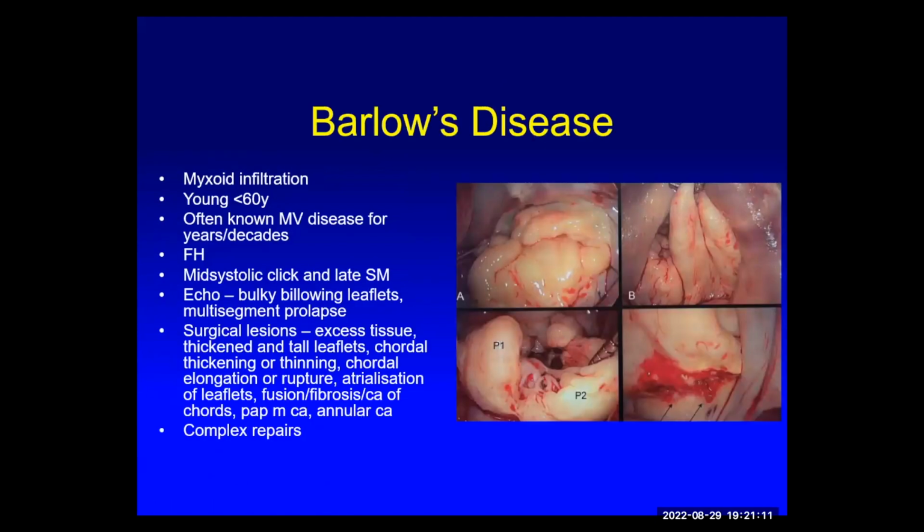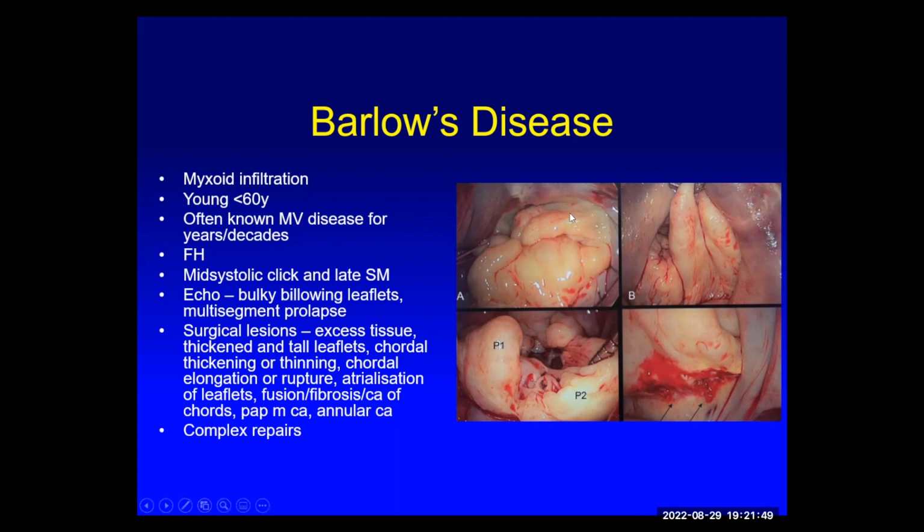When we go to the other side of the spectrum, you have Barlow's valve. It's a myxoid infiltration. Usually it's for young people, less than 60 years of age. They know about it because somebody picked them up with a murmur or a prolapse years ago. There is some degree of family history and occurrence. They present on auscultation with the mid-systolic click and late systolic murmur. And why late? Because the valve, when it coapts, comes to the level of the annulus and then goes upwards. So at the very end of the systole is where you have the leakage.